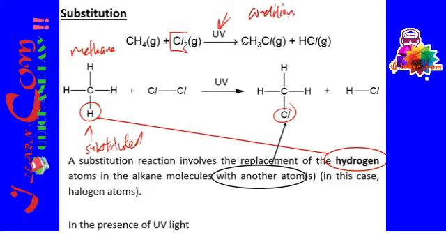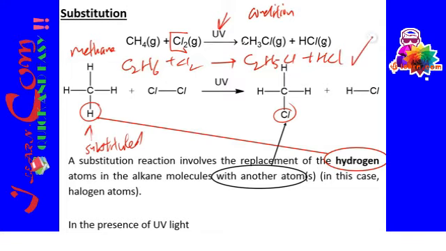Okay, so can this reaction take place with any alkane or any hydrocarbon? Yes, it can take place. So if I replace this with C2H6 and I add chlorine gas, can I get C2H5Cl? See, I replace one hydrogen with chlorine, plus HCl. Yes, it can take place. So substitution reaction occurs for all alkanes, so long as you have the right conditions and you have the right reagent here. Okay?